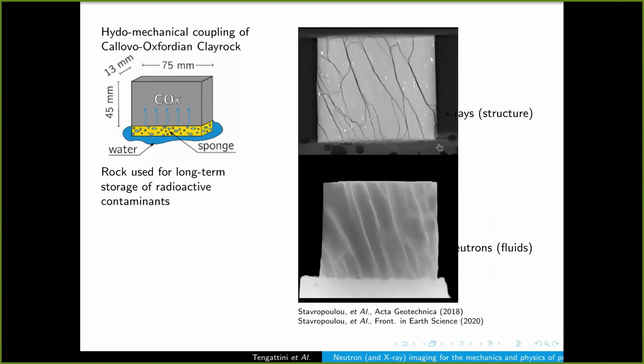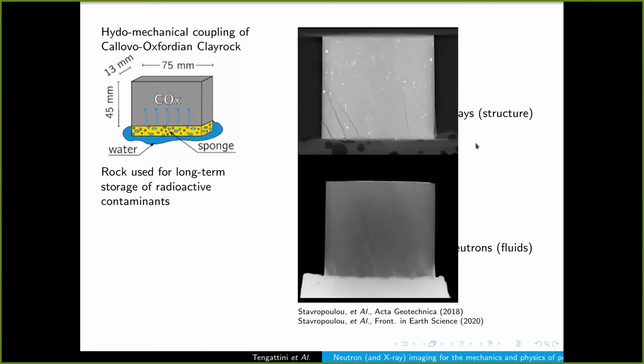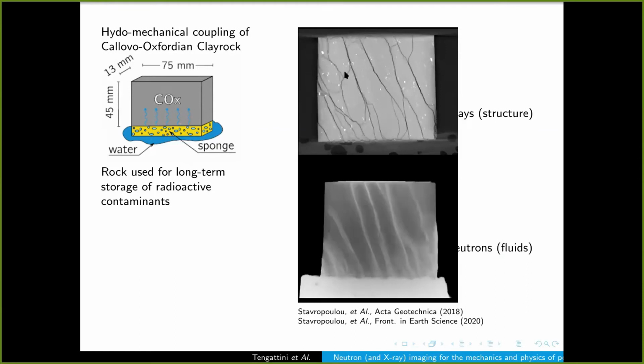It's a rather violent reaction. I reassure you, it is an outside condition. There's a lot more confinement inside conditions, but you can see immediately that the hydromechanical coupling is very strong. So at the top, you can see the X-rays, which capture very well the opening of fissures, and the water can be captured by the neutrons underneath.